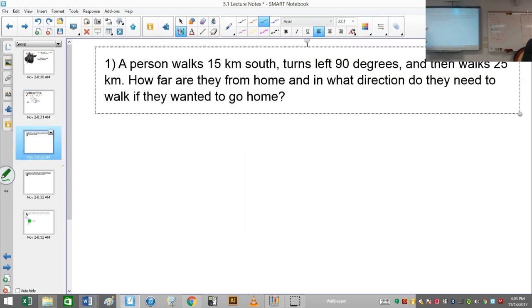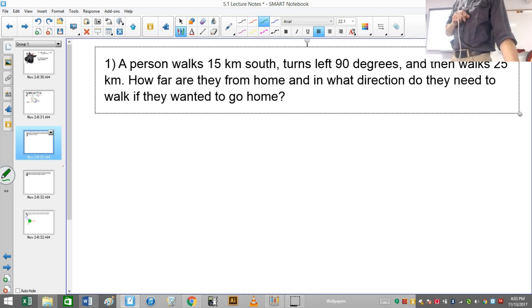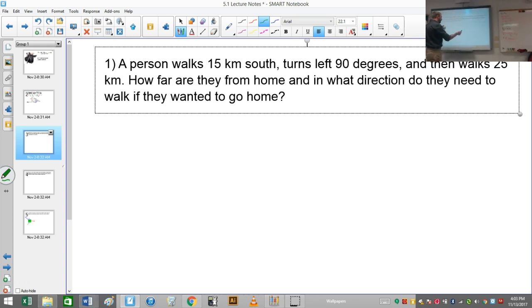So the first thing I've got is a person. They're walking 15 kilometers south. They turn 90 degrees left, and then they're going to walk 25 kilometers. How far are they from home, and in what direction do they need to walk if they wanted to go home? So here we go. I'm going to draw a picture. The person walks 15 kilometers south.